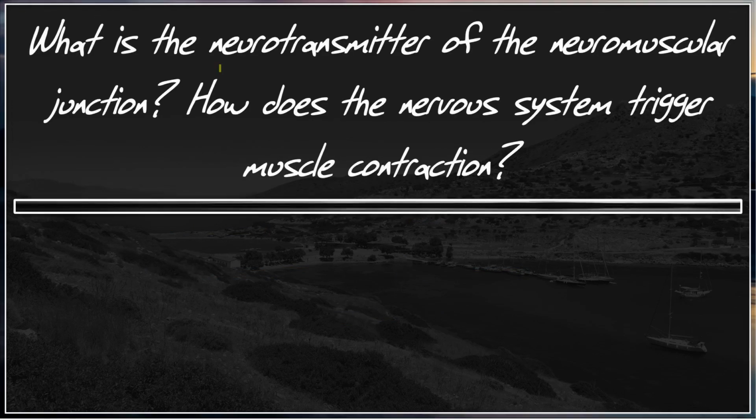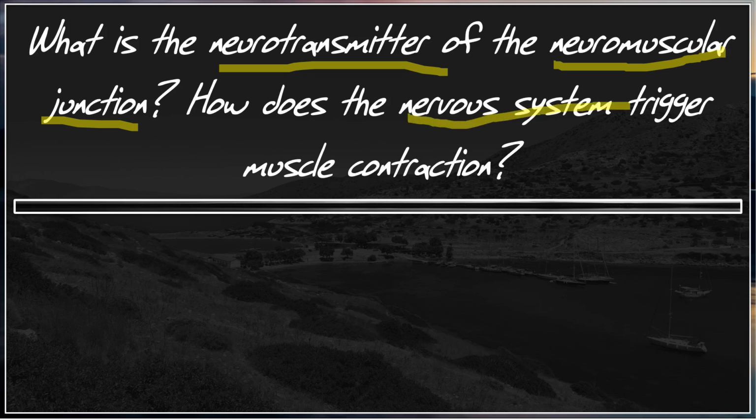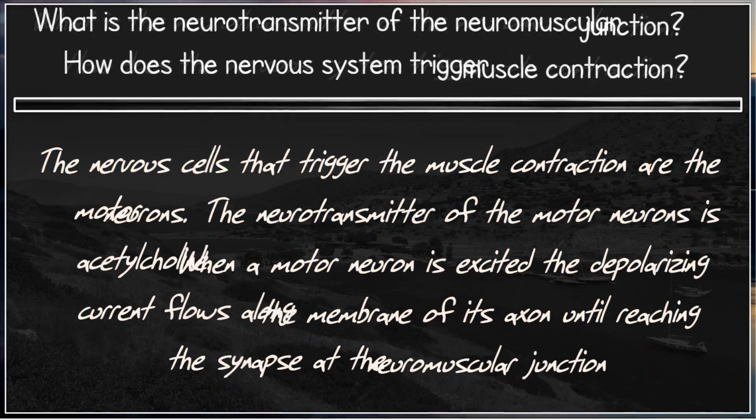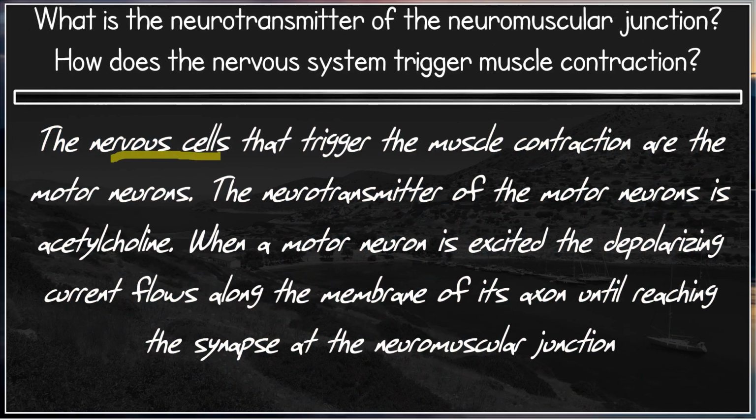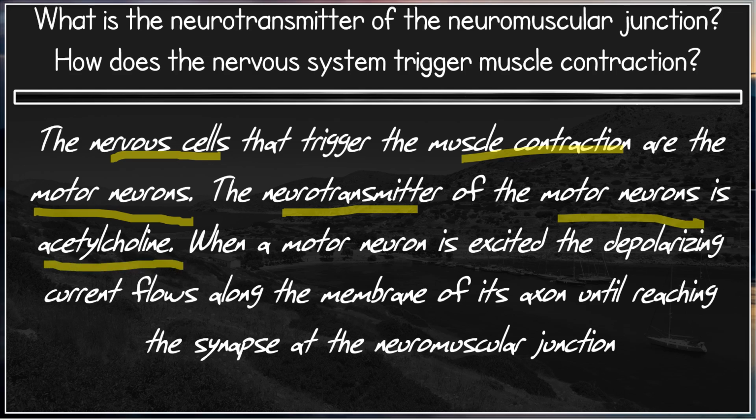What are the neurotransmitter and the neuromuscular junction? And how does the nervous system trigger muscle contraction? The nerve cells that trigger muscle contraction are the motor neurons. The neurotransmitter of the motor neuron is acetylcholine.